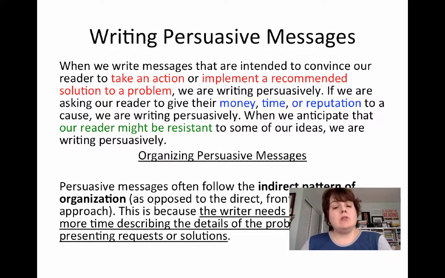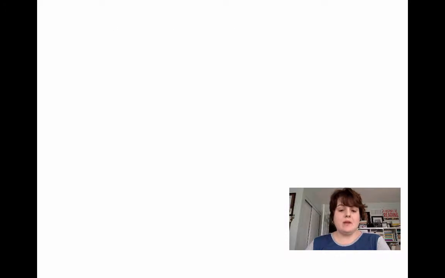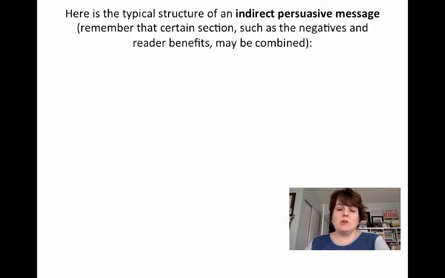So what we really want to do here with persuasive messages is convince the reader to keep reading. We want them to read the whole thing and to hear all of the details, and to really hopefully be convinced by the end of the message that what you're asking them for or what you're asking them to do makes sense and is good for them as well as for you and anybody else involved. So this is a typical structure then for an indirect persuasive message.